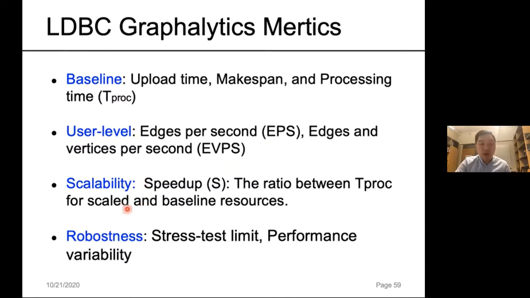And the third one is scalability. Speedup is the ratio between tproc for scaled and the baseline resources. This measures how well a platform performs when scaling the amount of available resources, the size of input, or both. And they also measure the robustness, including the stress test limit and the performance variability.